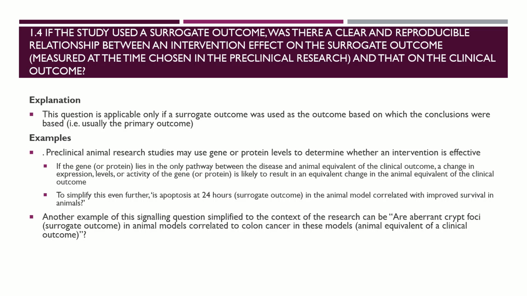Some examples: preclinical animal research studies may use gene or protein levels to determine whether an intervention is effective. Now, if the gene or protein lies in the only pathway between the disease and the animal equivalent of the clinical outcome, a change in expression level or activity of the gene or protein is likely to result in an equivalent change in the animal equivalent of the clinical outcome. Okay, that's a little handful. Let us simplify this even further.